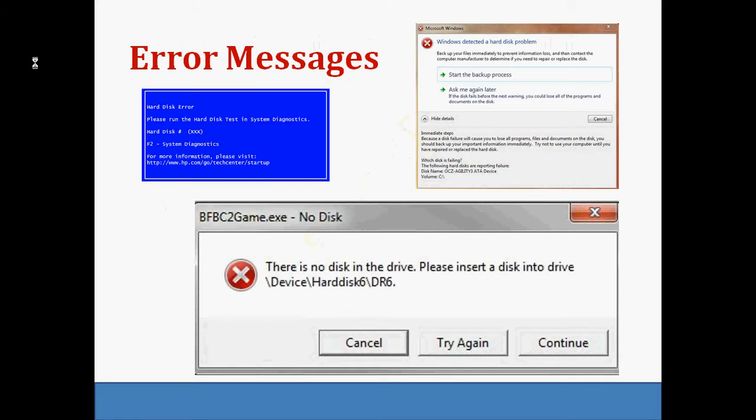The typical error messages displayed on screen for a hard disk failure are, I have shown three messages, and these messages are architecture dependent and OS dependent, and they may vary.